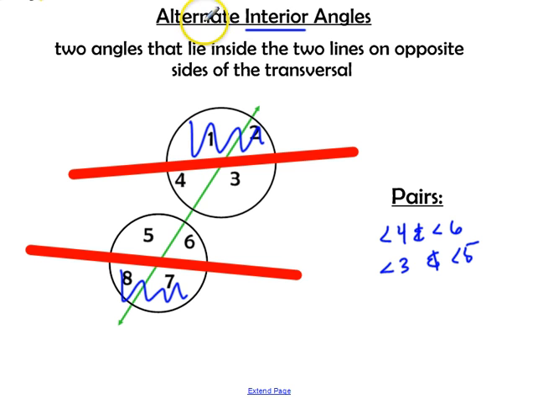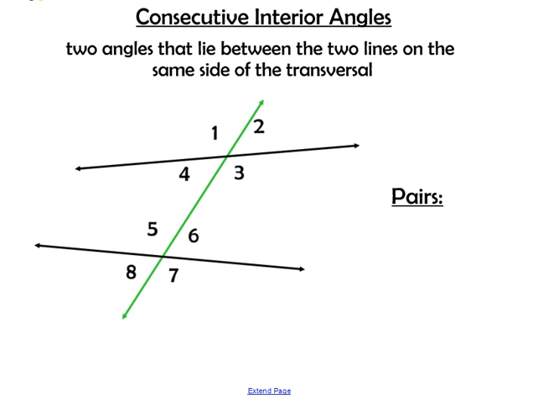So remember to use your words again. Interior, inside the two lines. Alternate, opposite sides of the transversal. One angle from each circle to make a pair. Next, we have consecutive interior angles. And these are two angles that lie between the two lines on the same side of the transversal.